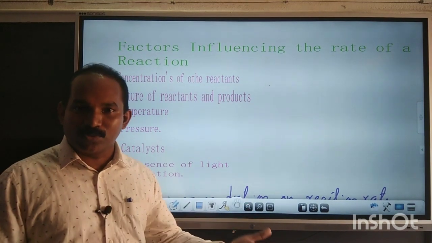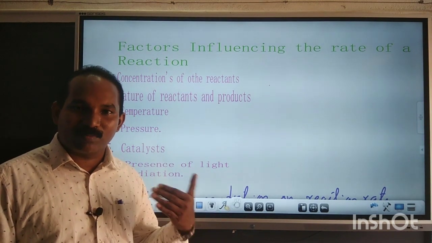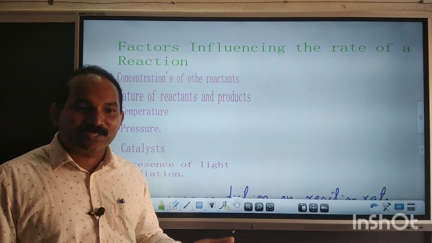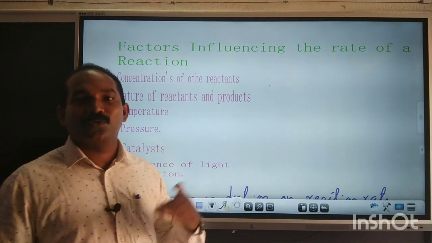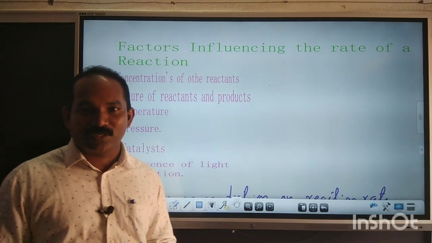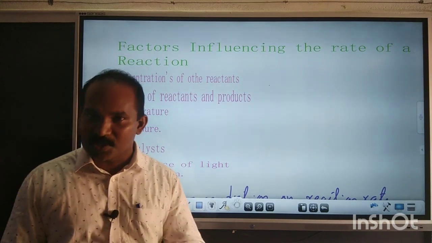So catalysts also increase the rate of the reaction, as we studied in +1. Catalysts bring the equilibrium very fast. Catalysts do not affect the equilibrium constant, but catalysts bring the equilibrium very fast.